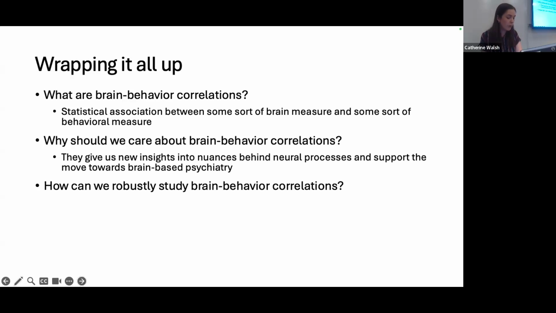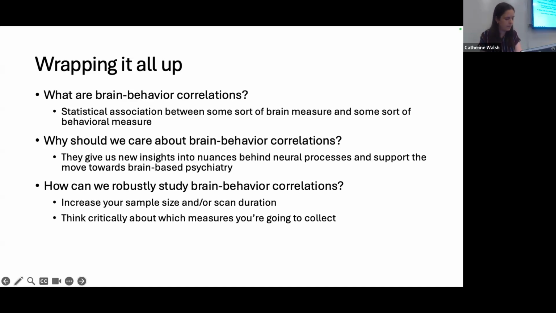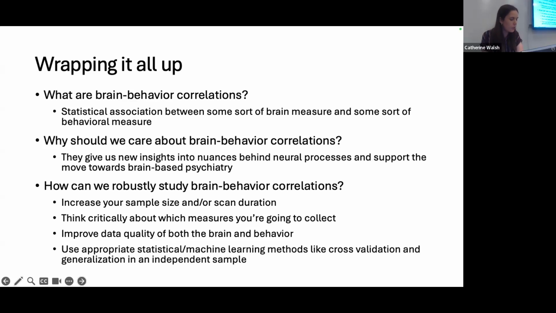And finally, how can we robustly study brain-behavior correlations? We can increase our sample size and/or our scan duration. We can think critically about what measures we're going to collect, both on the brain side and the behavior side. Improve our data quality, again, of both brain and behavior. And use appropriate statistical and machine learning methods like cross-validation and generalization into an independent sample.